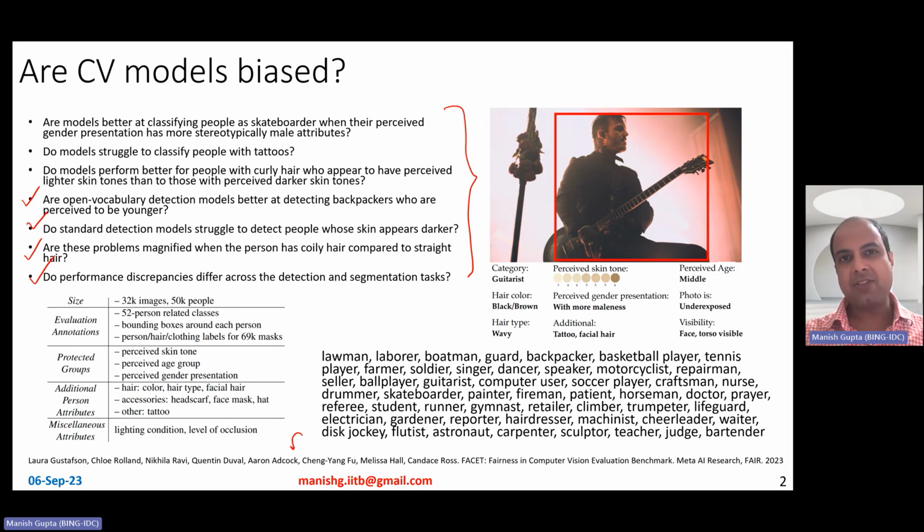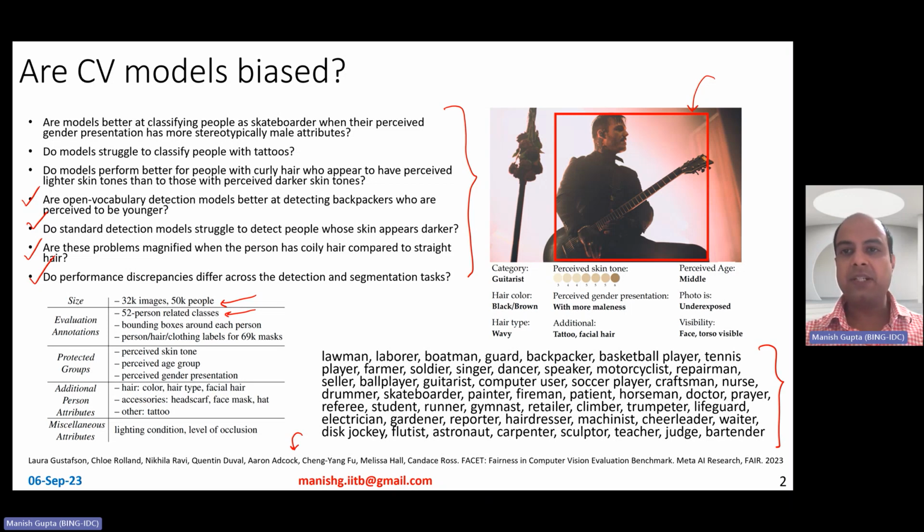I think the bias was very clear in these questions themselves. And with that aim, Meta created this FACET dataset. The dataset basically contains several images which have been labeled the way you see there. So there are about 32K images labeled with 50,000 people in them, and these people belong to 52 different person-related classes. These classes are all listed here. So there are lawman, laborer, boatman, guard, backpacker, basketball player, tennis player, and so on and so forth.